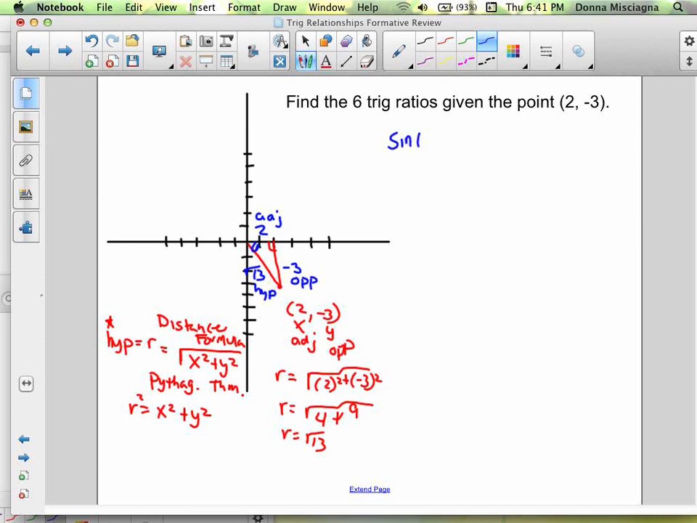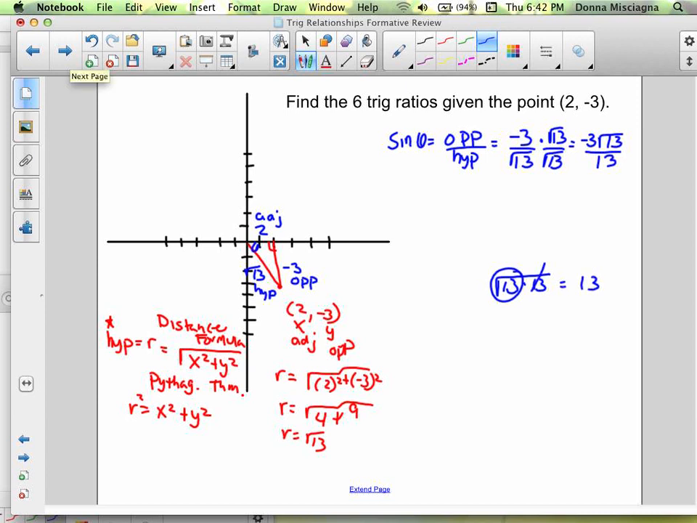So sine theta, which is opposite over hypotenuse, is going to be -3 over the square root of 13. We want to rationalize that, so we'll multiply by the square root of 13 over the square root of 13. So that would be negative 3 square root of 13 over the square root of 13 times the square root of 13, which is the square root of 169. What's the square root of 169? Well, just 13. You can just think about it as if you have the square root of 13 times 13, one comes out, one goes away. That's just 13, right?